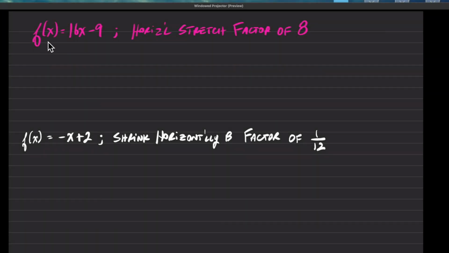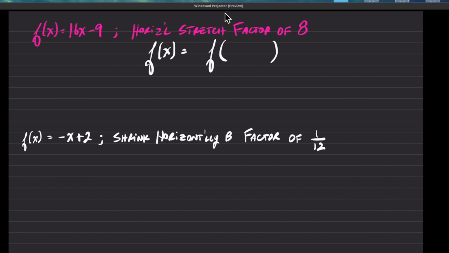Next, we are told that f of x equals 16x minus 9. We're in the real world, a real world f of x function, and we're asked to perform a horizontal stretch factor of 8. First thing we do is we create the theoretic transformation that matches these words. Okay, so we have a theoretic function of f of x equals, okay, horizontal, that means we're going to be working inside the parentheses.